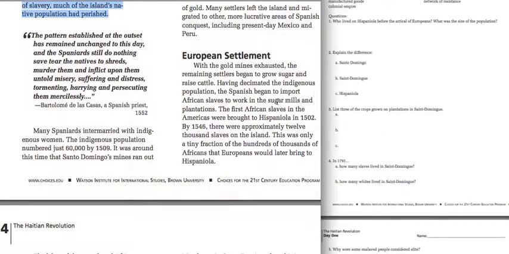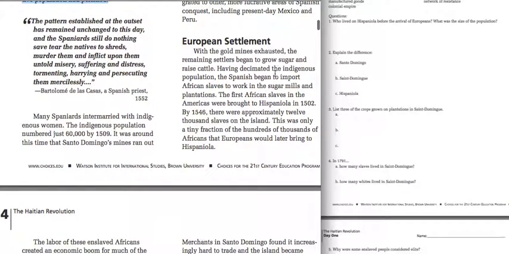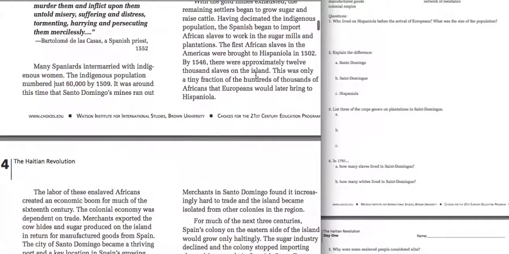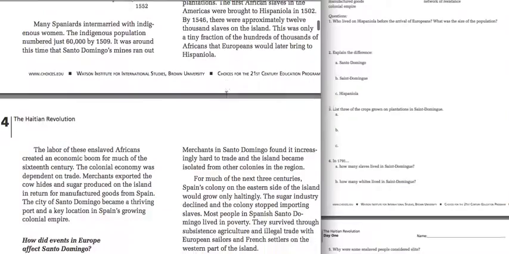So the gold mines were exhausted, so then they started to grow things on the island. So we're going to talk about that. This next part is explain the difference of Santo Domingo, Saint Dominique, and Hispaniola.